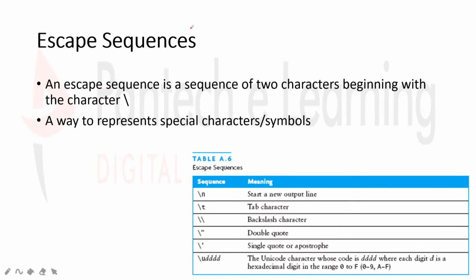And then escape sequences. If you want to print any statement using the print statement, we can use them like this. If you want to print in a new line, you can use \n. If you want to give any tab space, you can use \t, and then backslash character and double quotes, if you want to print them.